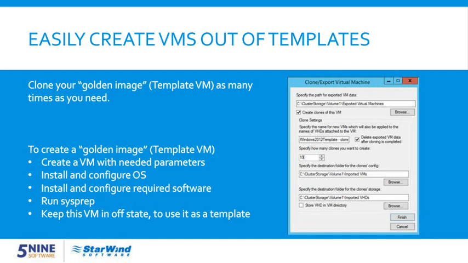Once you're done, you just run sysprep, which has been built into the operating system for quite a while now. This small utility built into Windows allows you to prepare a virtual machine and operating system to be cloned later on and used as a template. It's really small, but it does the job. Once you've done that, you keep that virtual machine in the off state, and you can use it as a template for the future. That makes the process very efficient.